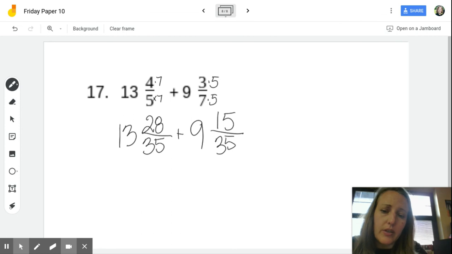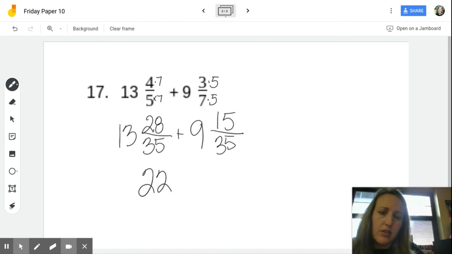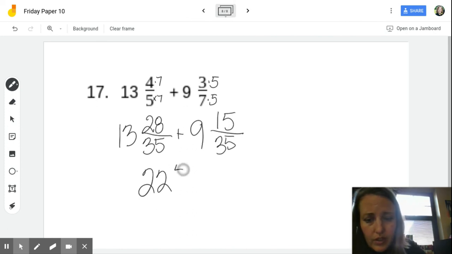Now let's add our whole numbers. 13 plus 10 is 23. Back off by 1 is 22, right? 22, and then 28 plus 10 is 38. 39, 40, 41, 42, 43. 22 and 43 over 35.